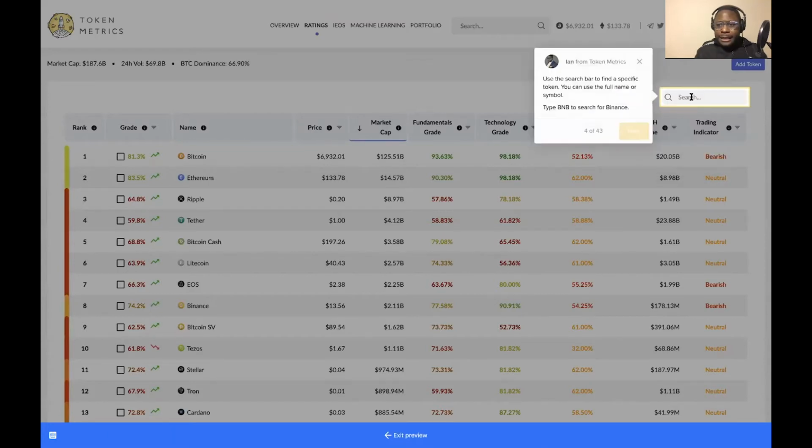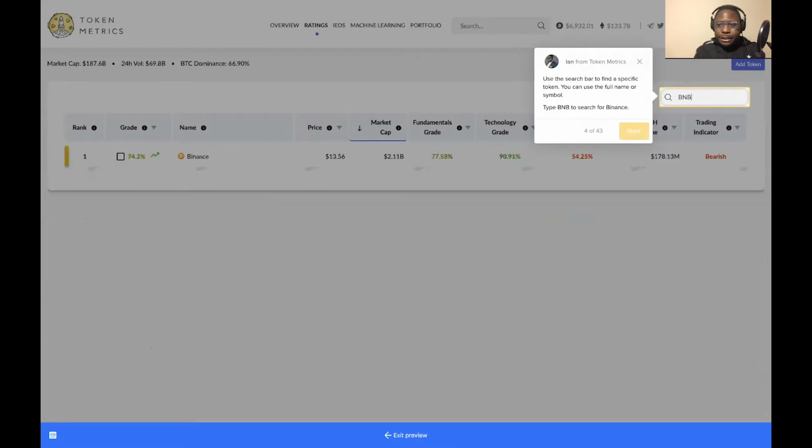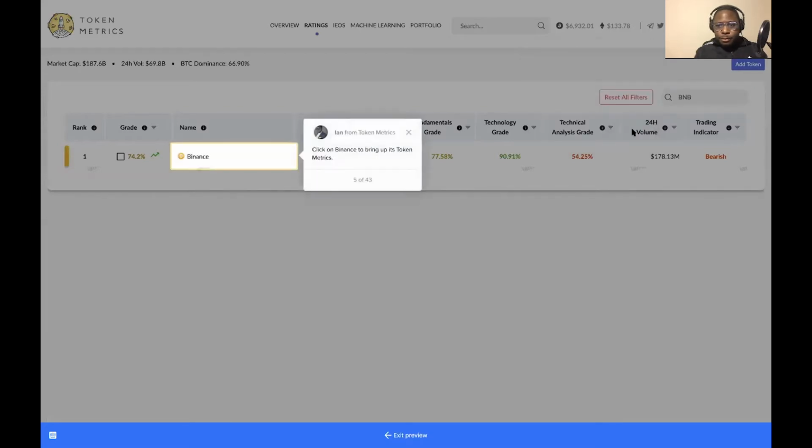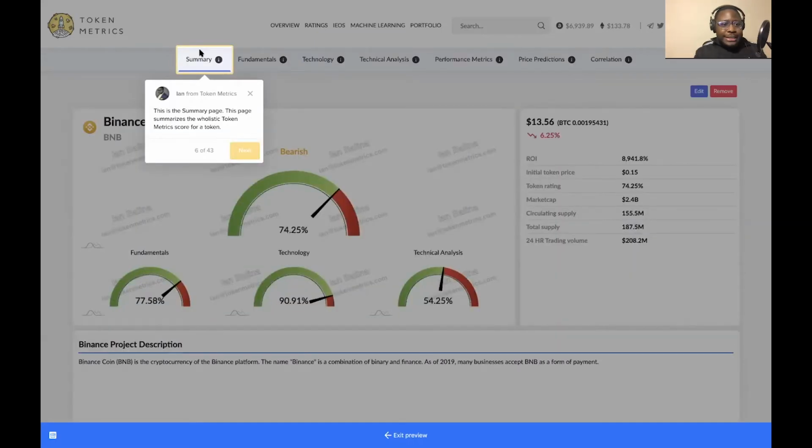So let's start off by doing a search. Let's say we want to analyze BNB, which is a Binance cryptocurrency. That's simple. We go through and it pulls in Binance for us. Then let's go ahead and click through Binance. This is the summary page.